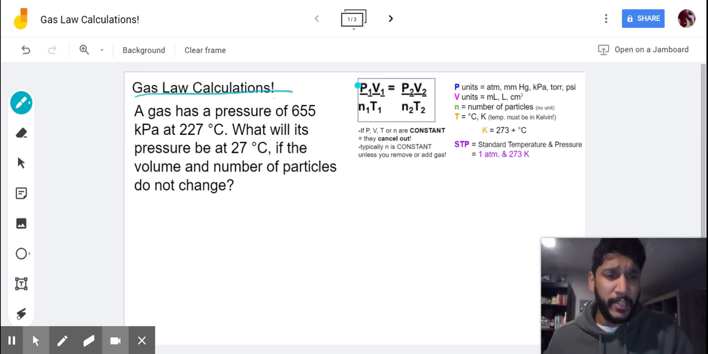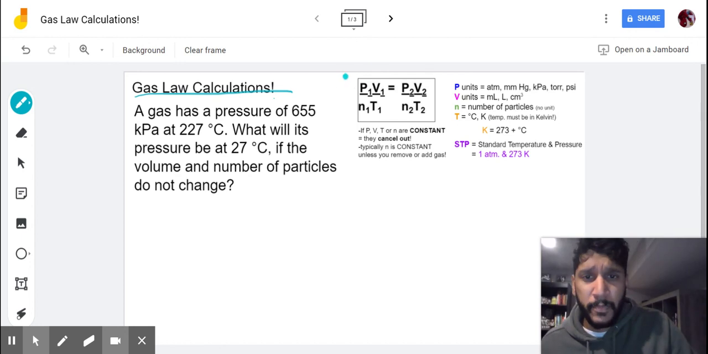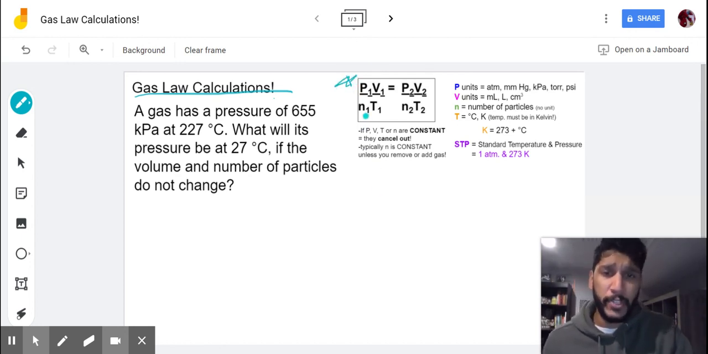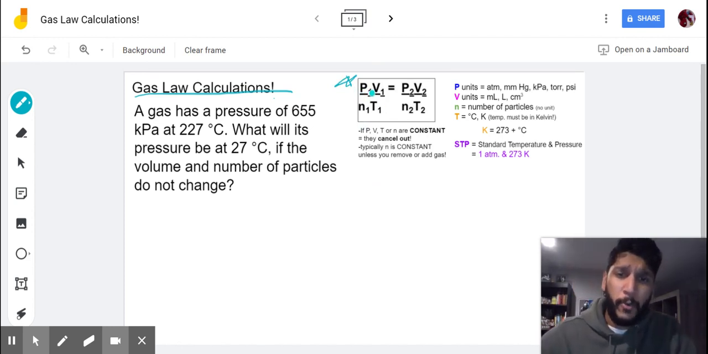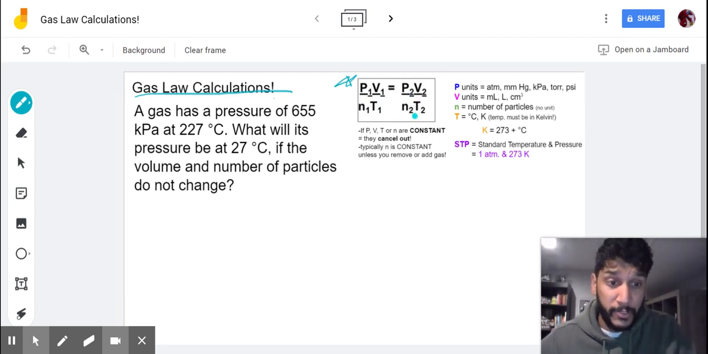In gas laws, there's a lot of different variables going on. If we combine all those variables and mush them together, we get something called the combined gas law. So let's go ahead and break this down. Combined gas law: P1 V1 over N1 T1 equals P2 V2 over N2 T2.